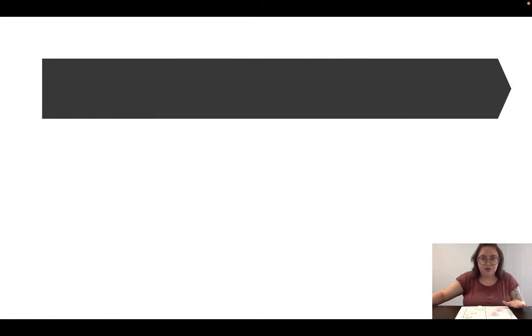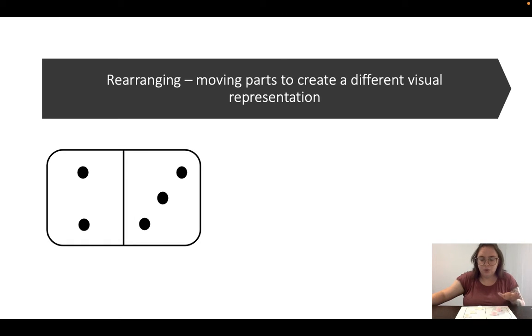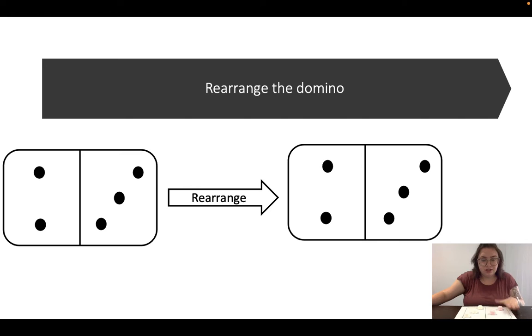Now we know how to visually represent. We're going to look one step further at rearranging, which is where we move parts to create a different visual. Again, we're not taking anything away, we're not adding anything on, we're just moving things around. So we have 2 and we have 3, and we're going to rearrange them. What's one thing we could do to rearrange? So to rearrange this, we could move 1 from this side over to this side, which would now look like 1 and 4.